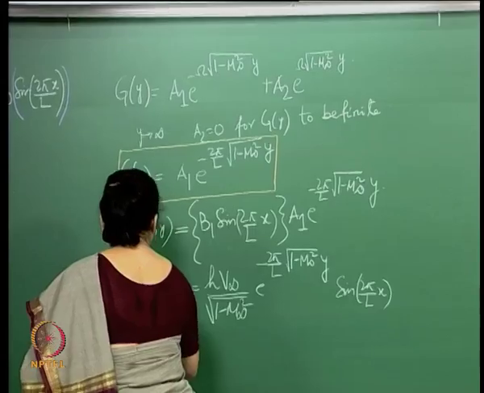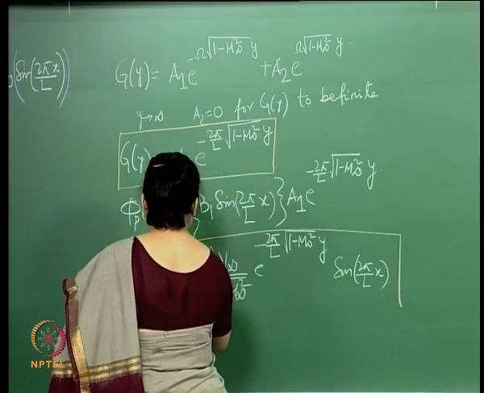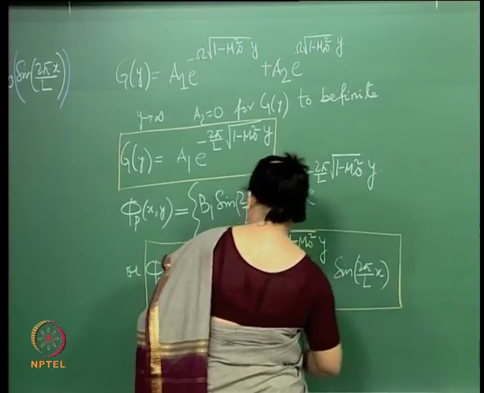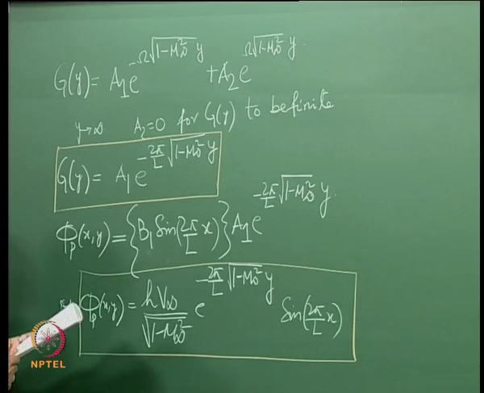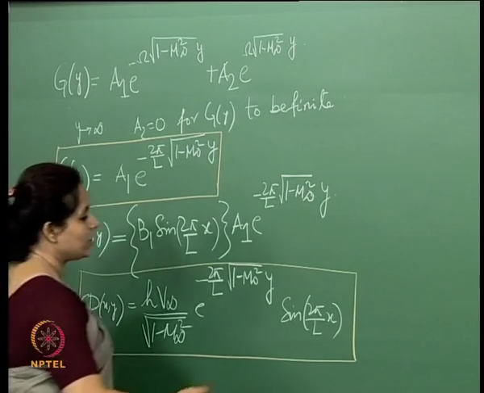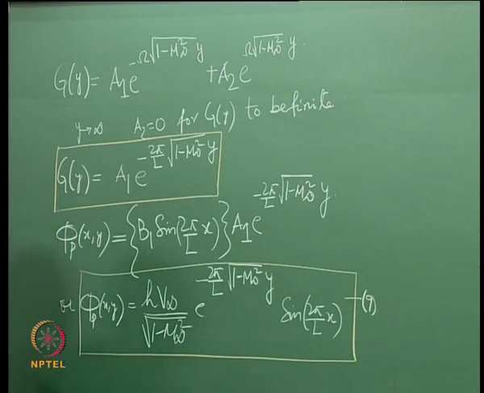Right. So, therefore, this is my perturbation potential. So, then this becomes my perturbation potential. I think I have called this equation 9. So, let us keep this as equation 9.